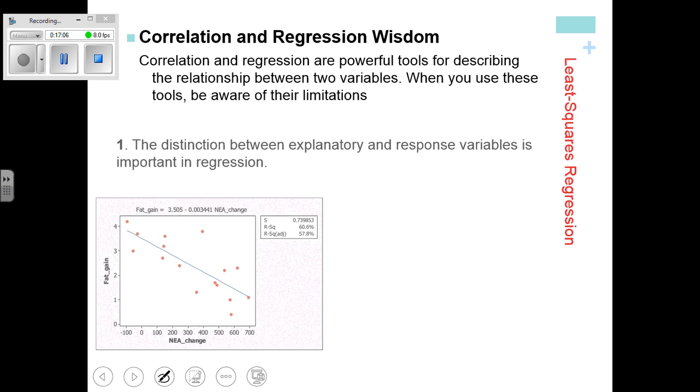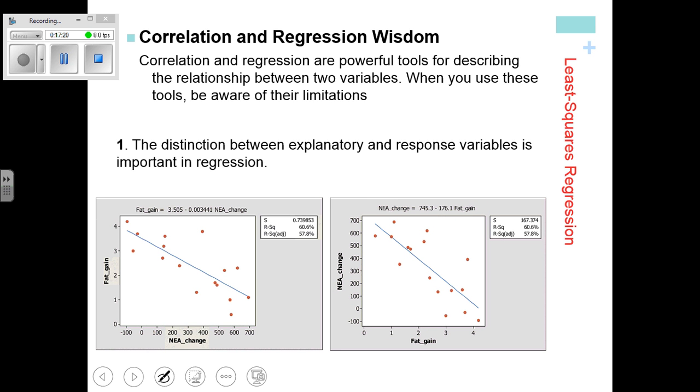Okay, a couple things about correlation, meaning R. Correlation and regression are powerful tools for describing the relationship between two variables. When you see these tools, be aware of their limitations. First thing, very common in multiple choice, is the explanatory and response. The distinction between the two is important in regression.